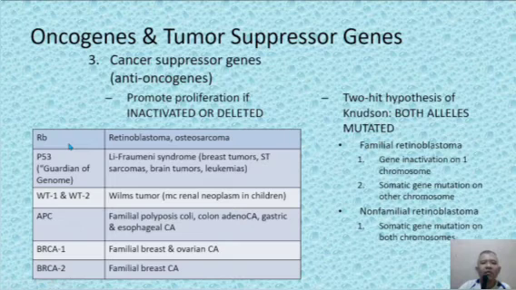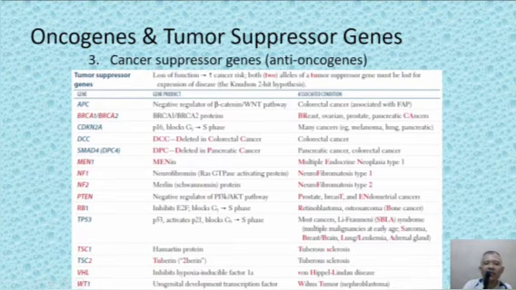So what are the examples of tumor suppressor genes? RB, retinoblastoma; P53, a tumor suppressor gene. We have many: breast tumors, brain tumors, WT, Wilms tumor, APC, which you find in adenocarcinoma of the colon, BRCA1 and 2 in breast CA, and other examples as well. You can always go through these examples.